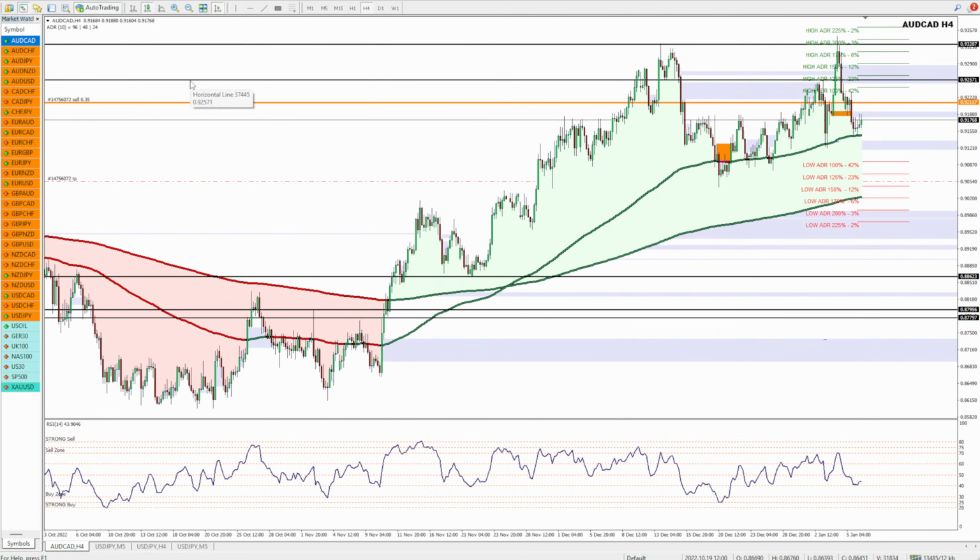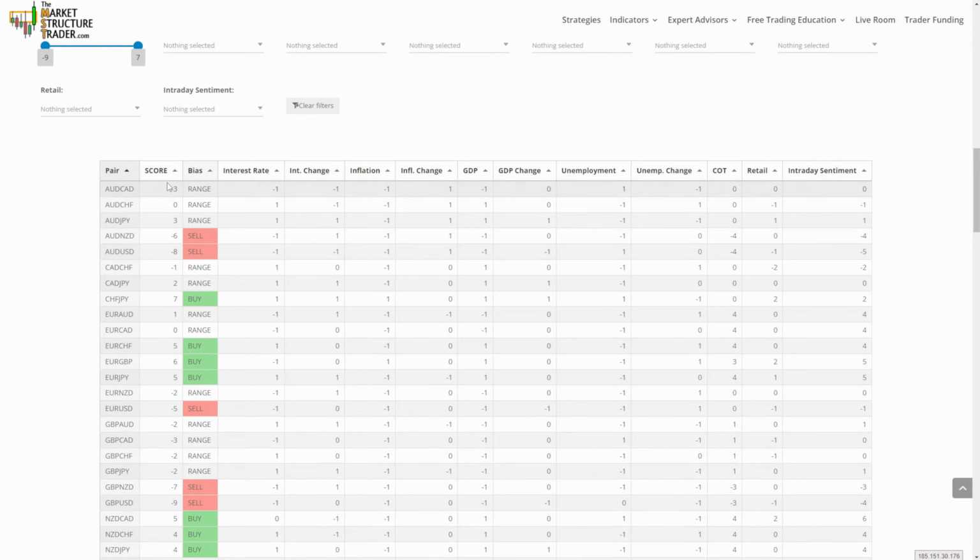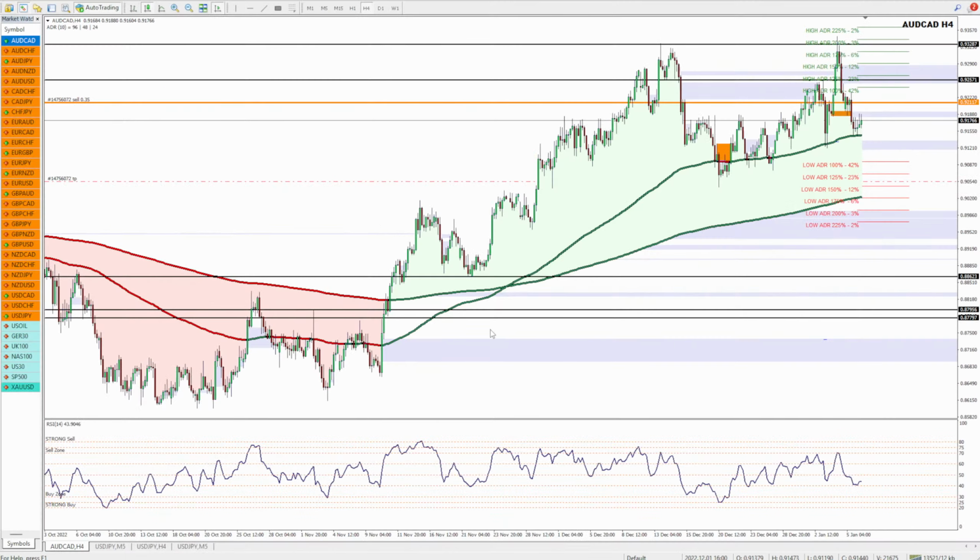Right, Aussies. Predominantly the Aussies is again a mixed bag, more negative than positive. So forget the Aussie yen for the minute. Look at everything else. Aussie US, massive sell. Aussie New Zealand, massive sell. Aussie CAD, bit of a sell. If we get any retail sentiment on board, that's a sell. Aussie Swiss, range bound. Again, a little bit more retail sentiment will take that to a -1. So everything Aussie, you want to be looking short at the moment from a fundamental perspective.